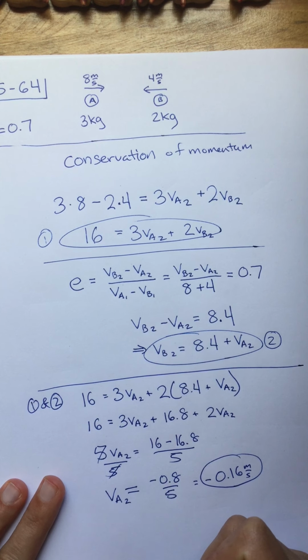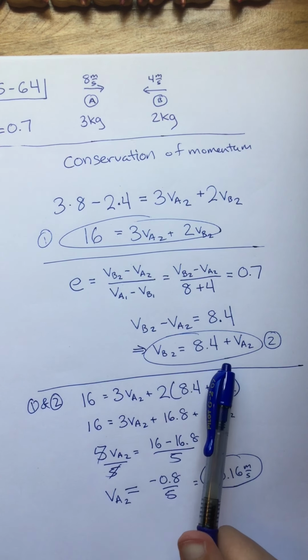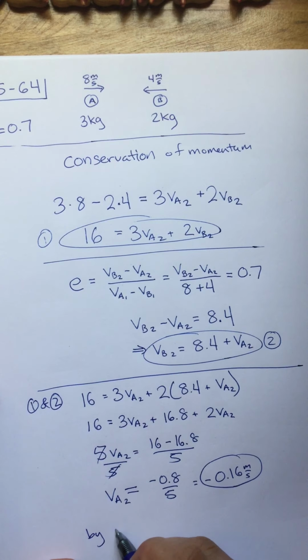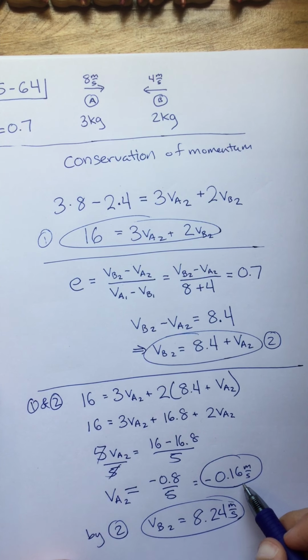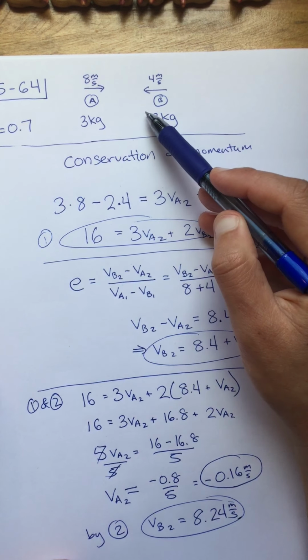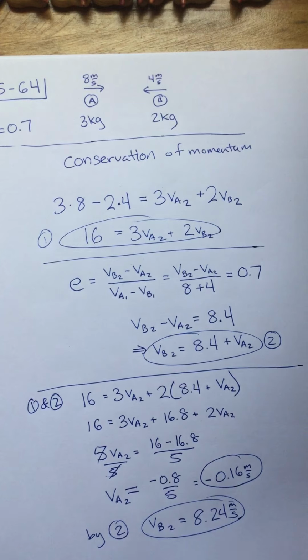And for the velocity of ball B after the collision, we can go back and use equation 2. And we get VB2 is equal to 8.24 meters per second. So after the collision, ball A is moving to the left and ball B is moving to the right. And that concludes problem 64.